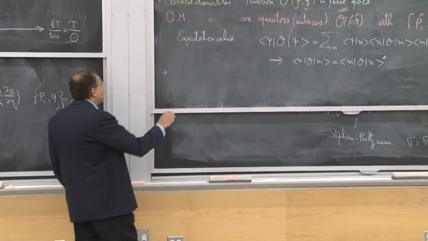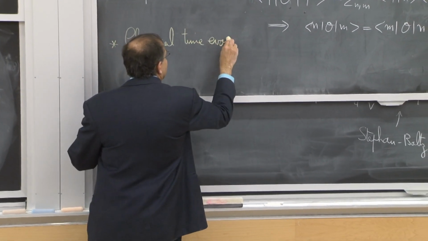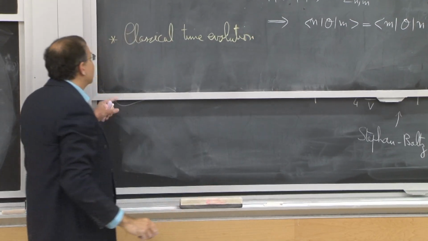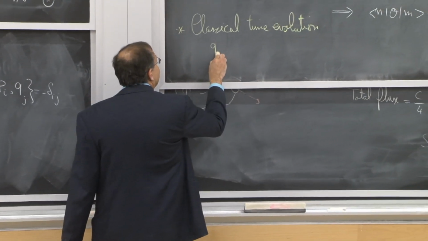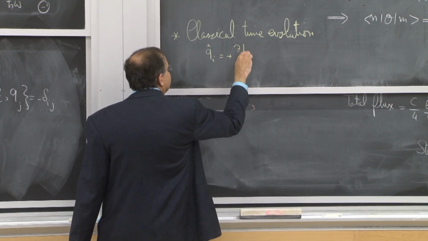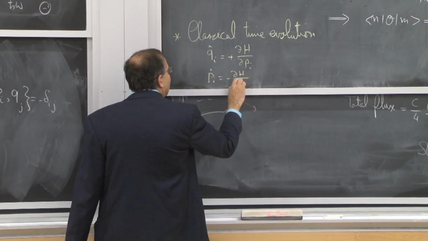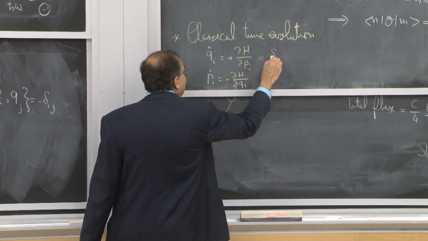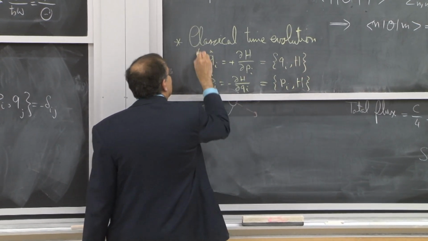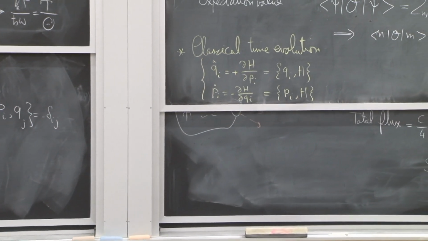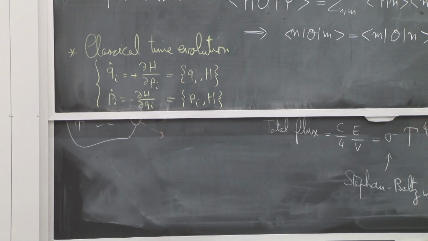axioms. We have classical time evolution. We know that the particular point in the classical phase space changes as a function of time, such that q_i dot is plus the ∂H by the ∂p_i, p_i dot is minus the ∂H by the ∂q_i. By the way, both of these can be written as q_i and H Poisson bracket and p_i and H Poisson bracket. But there is a particular function, observable H, the Hamiltonian, that derives the classical evolution.